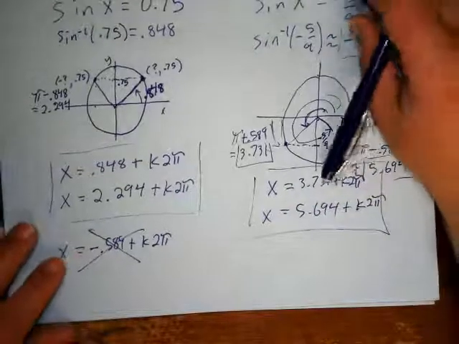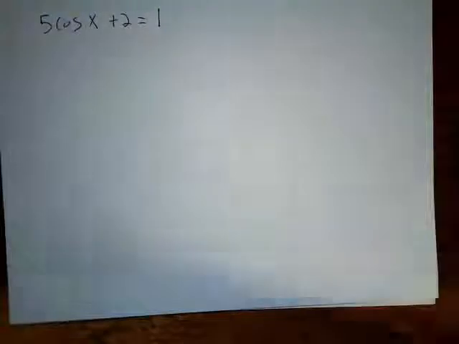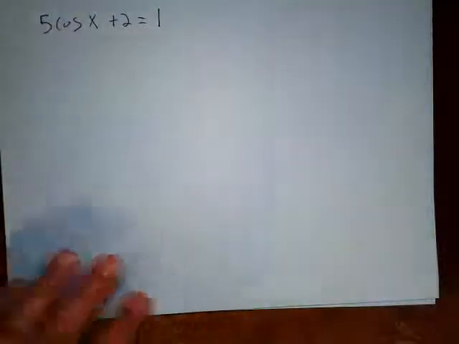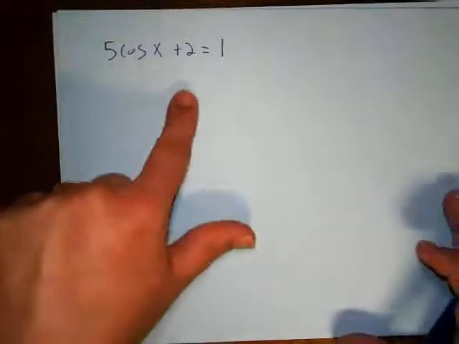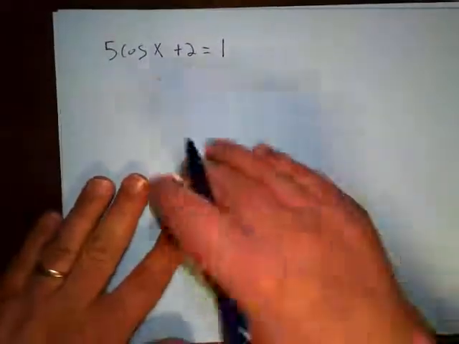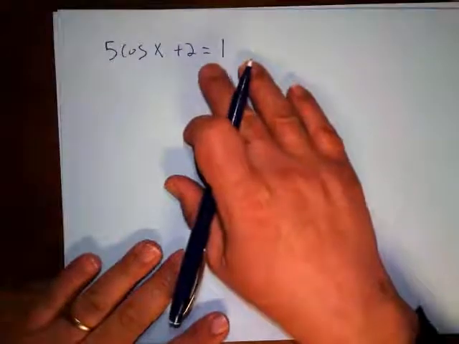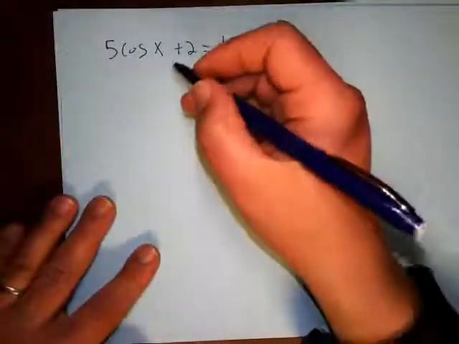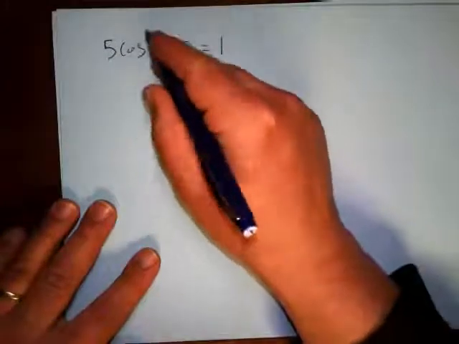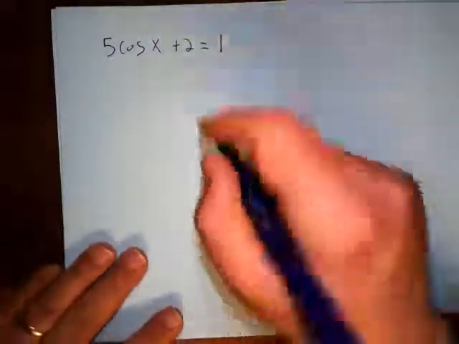Okay, so that's the sine. Let me do a cosine one now. And just to show you a little something extra, I wrote it out a little bit different, and this is going to be just fine. This is basically a basic trig equation. I just need to solve this whole thing for the cosine x, kind of like a linear equation.